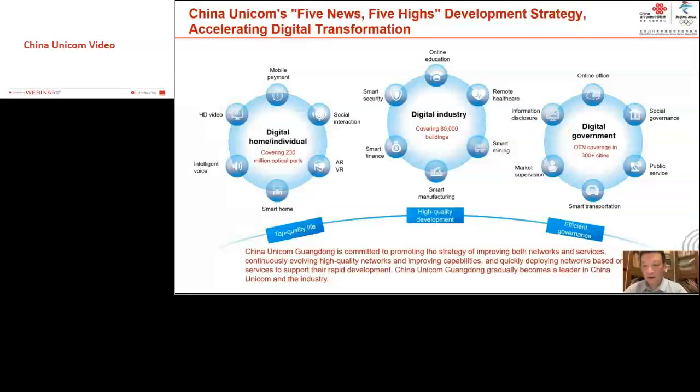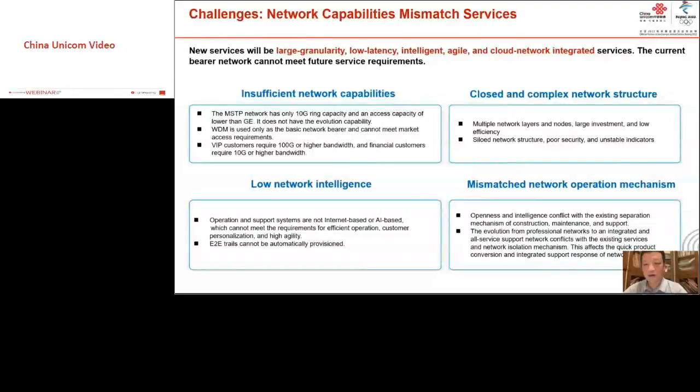China Unicom Guangdong is committed to promoting both network and service improvement strategy, continuously improving quality network and capabilities, rapidly deploying networks around the service and supporting high-speed business development. However, in the development of future-oriented large granularity, low latency, intelligence, agile, and cloud network integration services, the barrier network faces the following challenges. First is the network capability is insufficient.